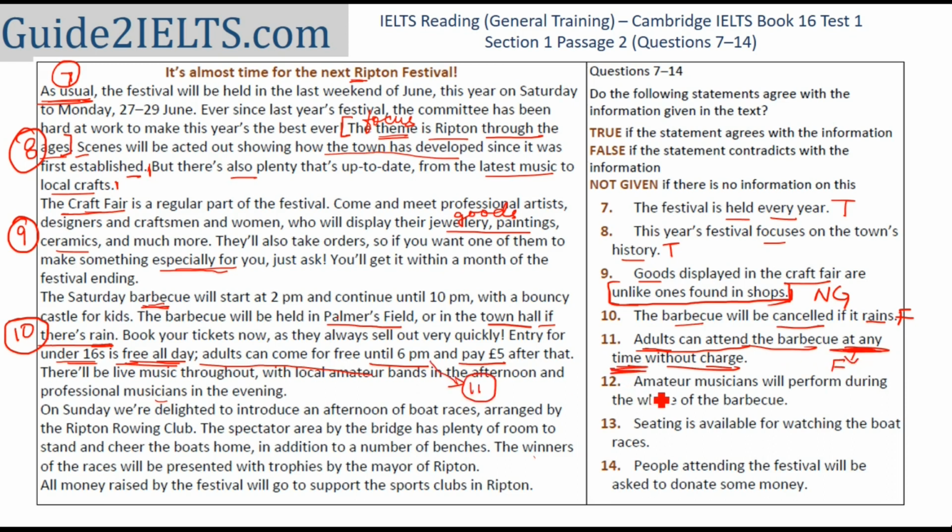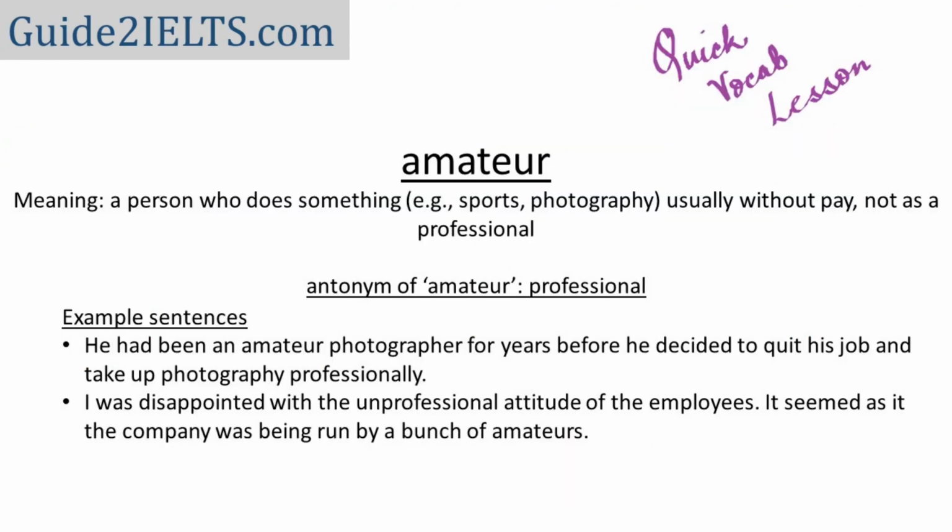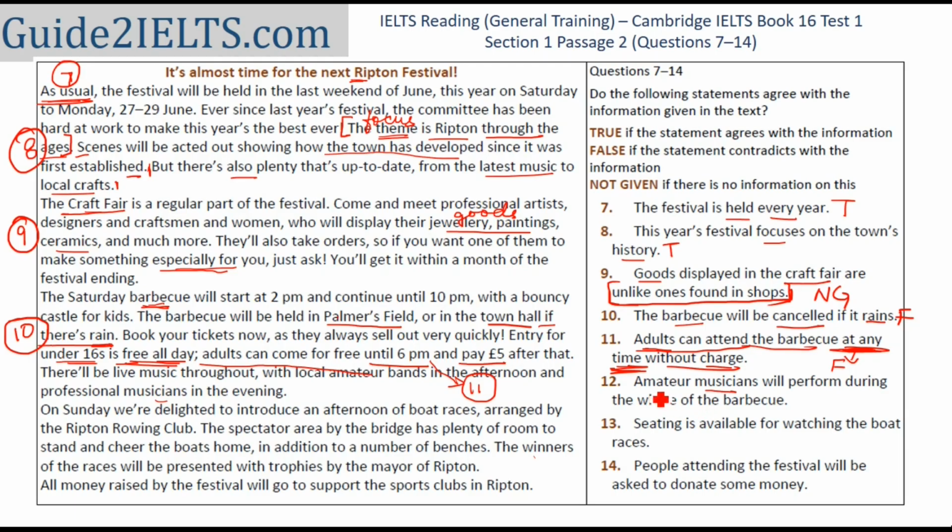12th one now. Amateur musicians will perform during the whole of the barbecue. So the first thing we look for is any music performance, musicians, and then whether those musicians will be amateurs or professionals. Amateur is someone who participates in something or who does something usually without payment, but certainly not on a professional basis. So anyone who's not a professional is an amateur. A person could be an amateur sports person, someone who plays any sport for fun but not professionally, an amateur photographer, and in this case we are talking about an amateur musician.